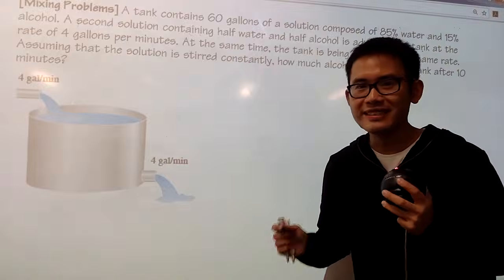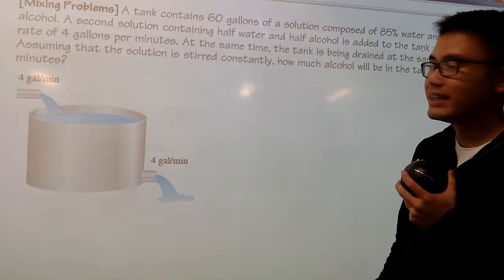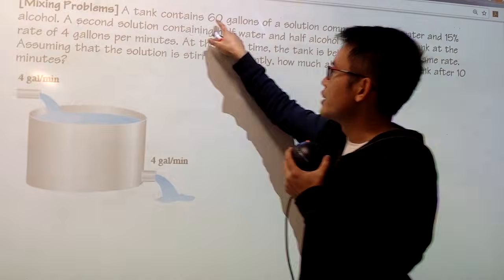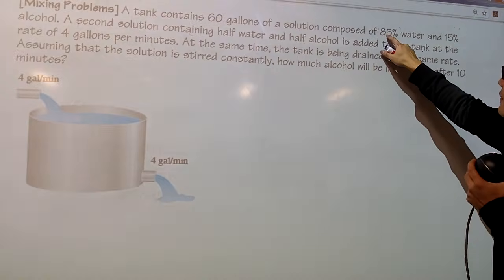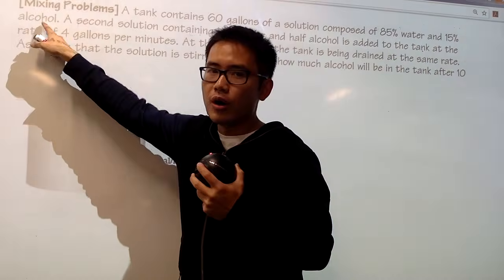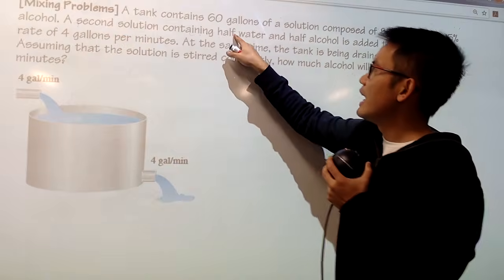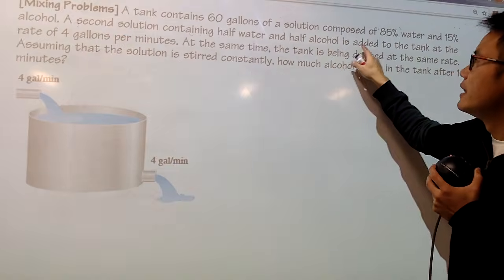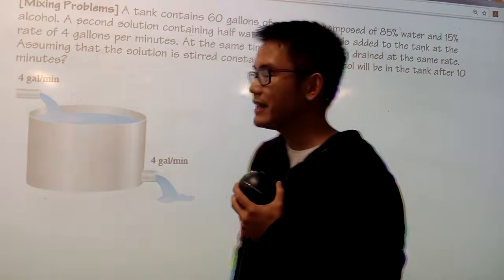Okay, here is a classic mixing equation in differential equations, and let me read the question for you guys. We have a tank containing 60 gallons of a solution, 85% water and 15% alcohol. Now, we have a second solution containing half water and half alcohol that's being added to the tank. You can see the picture right here, right?